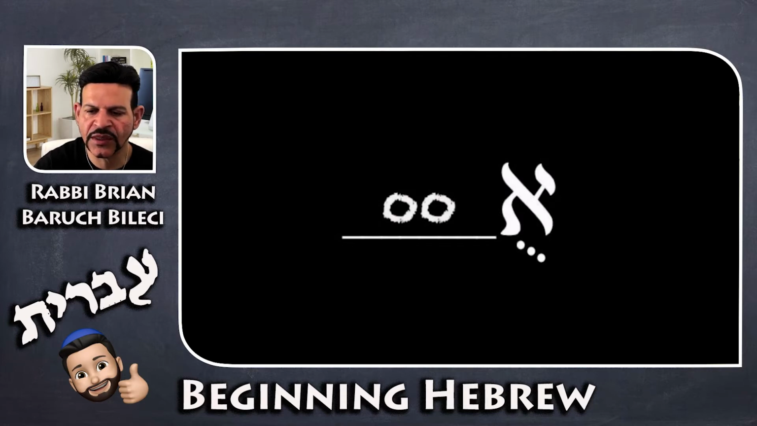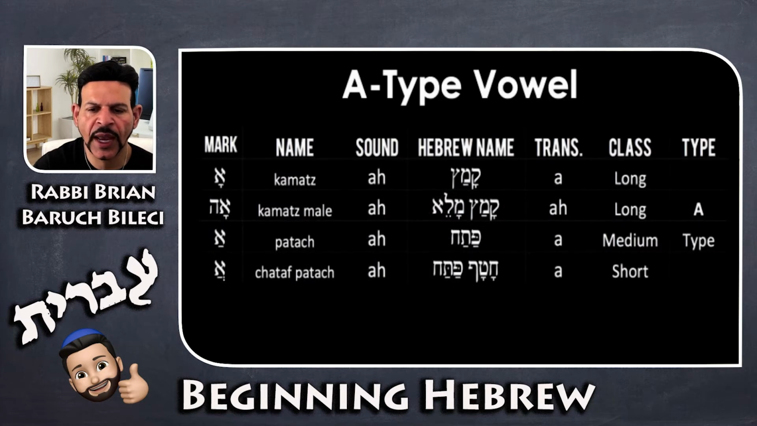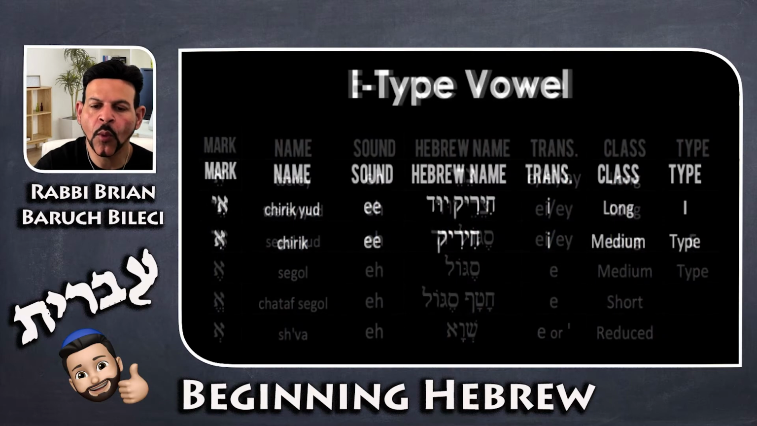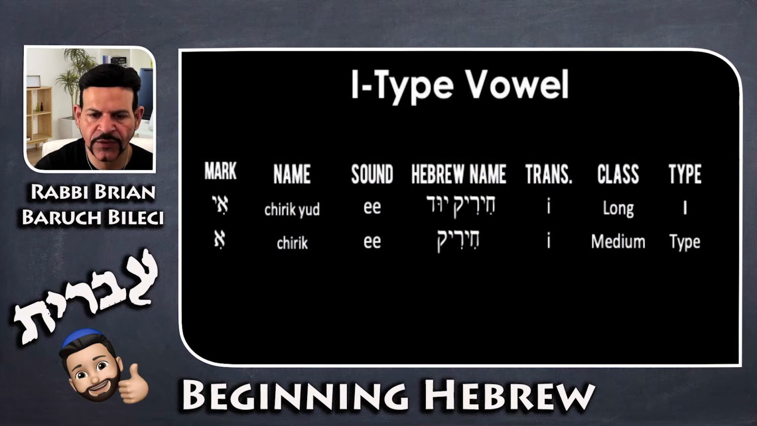So we see that this is formally lines giving us the ah sound of the A vowel, multiple dots giving us the S sound of the E vowel. 1 dot by itself is called a hirik, and it could either be followed by a yud, or by itself for a long or medium vowel. So the I vowel is pronounced E. So it's either E or E.